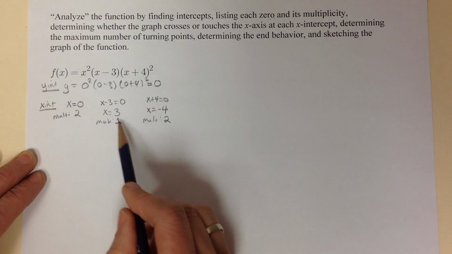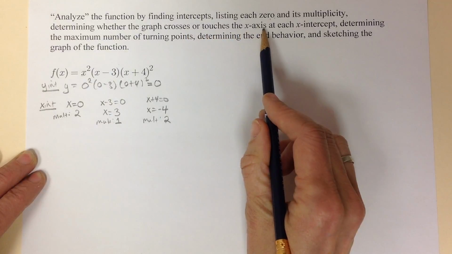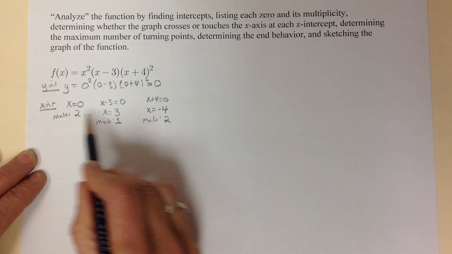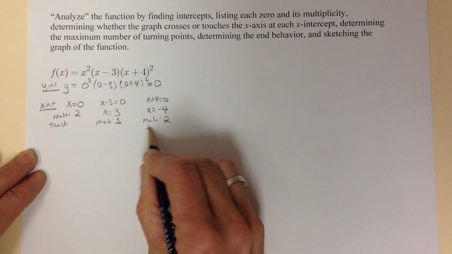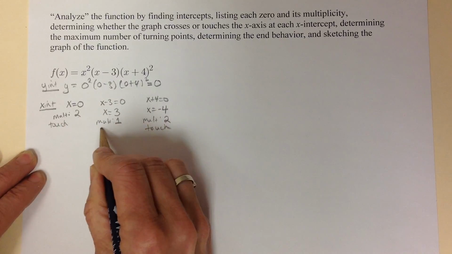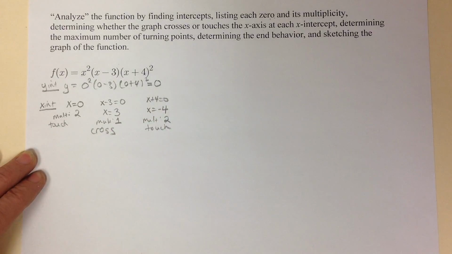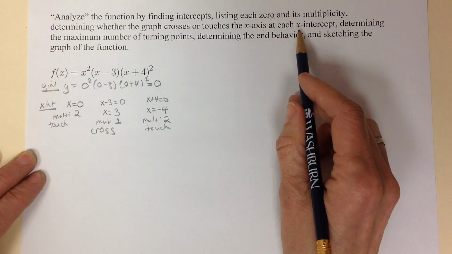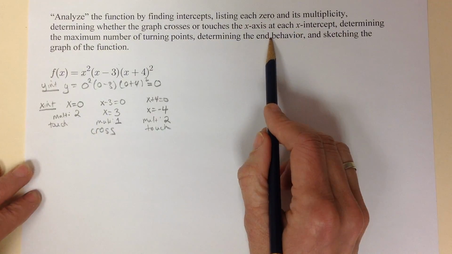It's the multiplicity that tells us whether the graph crosses or touches the x-axis. Even multiplicities only touch, and odd multiplicities will cross. Okay, so we've got these first few things found. Okay, maximum number of turns and end behavior.